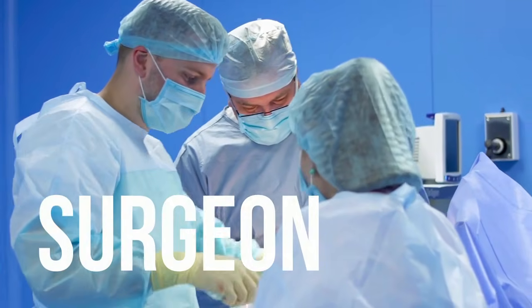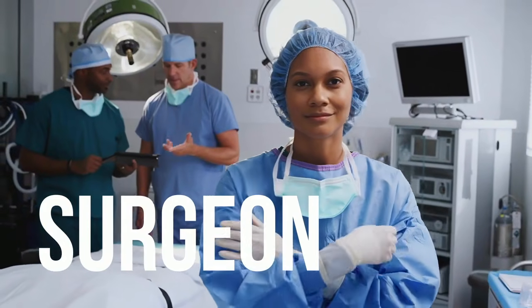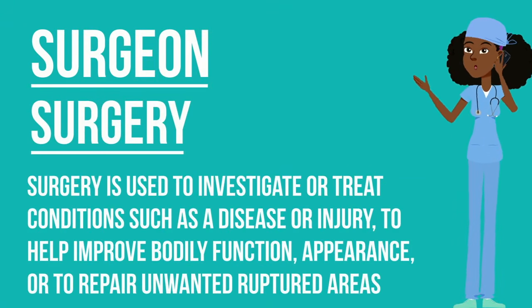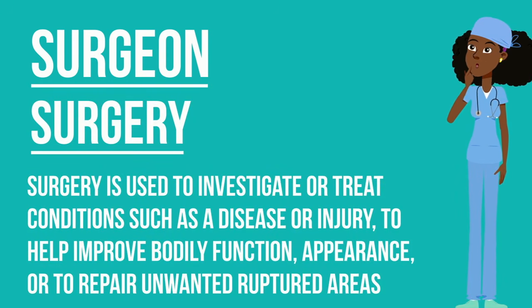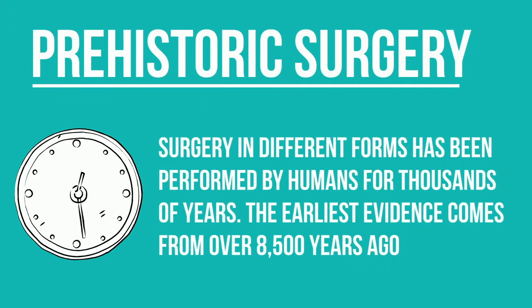Let's move on to our next doctor type, a surgeon. Repeat after me. Surgeon. A surgeon works in the area of surgery. And surgery is used to investigate or treat conditions such as disease or injury, to help improve bodily function, appearance, or to repair unwanted ruptured areas. If we look back in history, surgery in different forms has been performed by humans for thousands of years. The earliest evidence comes from over 8,500 years ago.